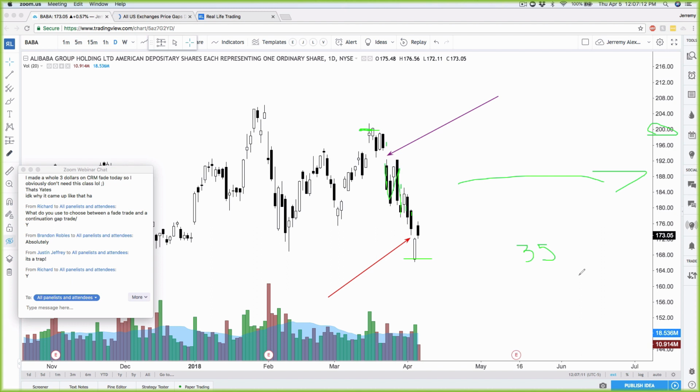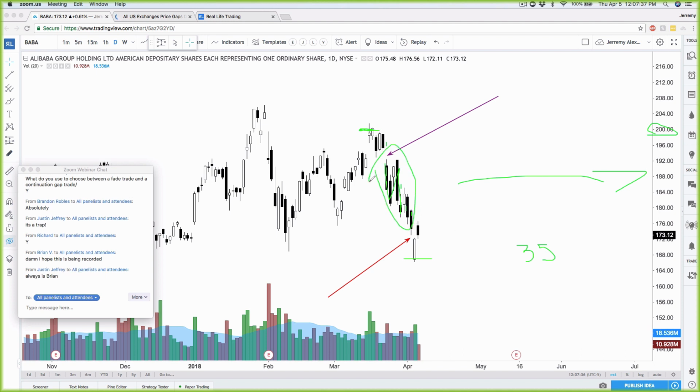That is almost 10%, almost 20% move in 2 weeks on BABA. So have the bears already shown up? What do you guys think? Were the bears already here? Yeah, the bears were already in the house. All right, the bears were already here.